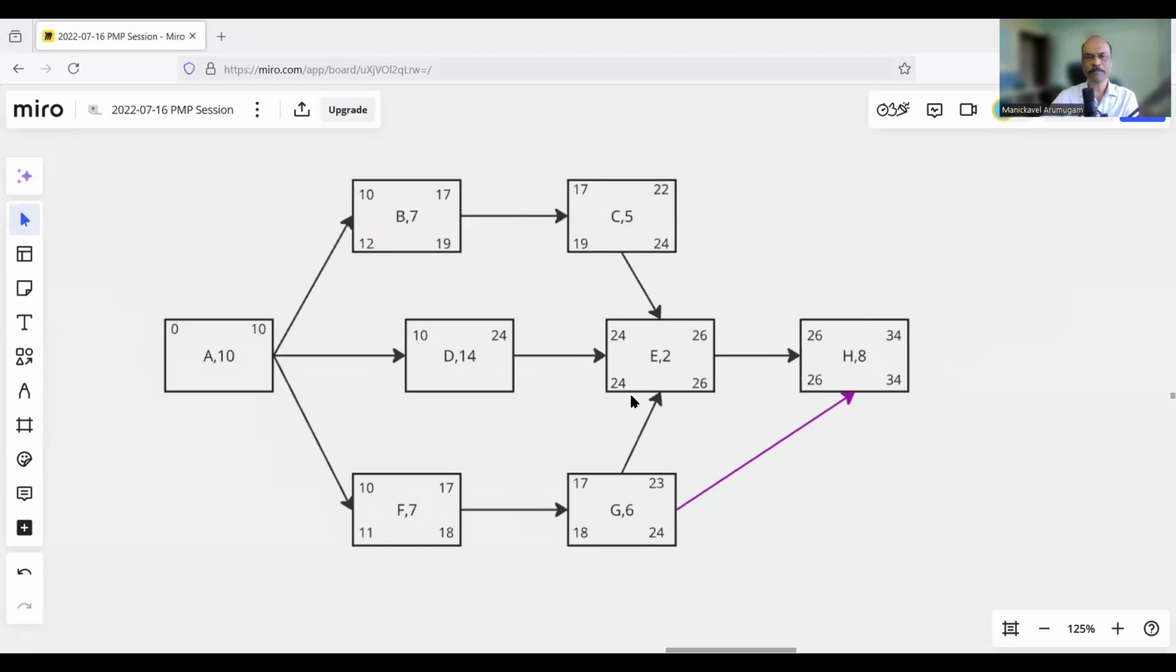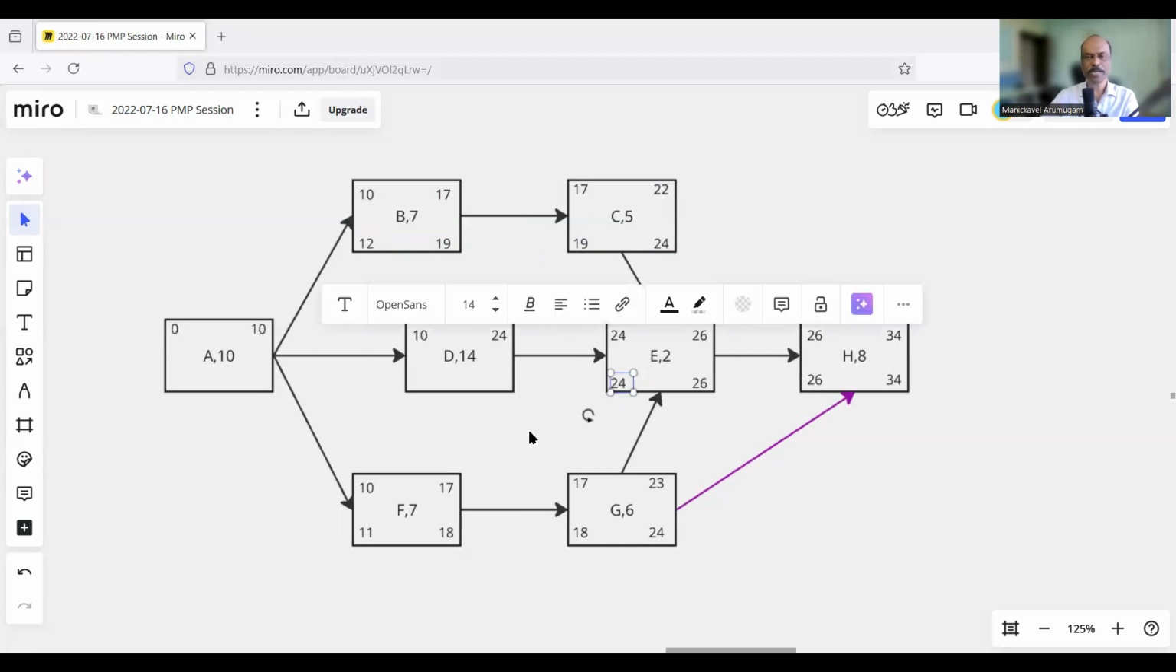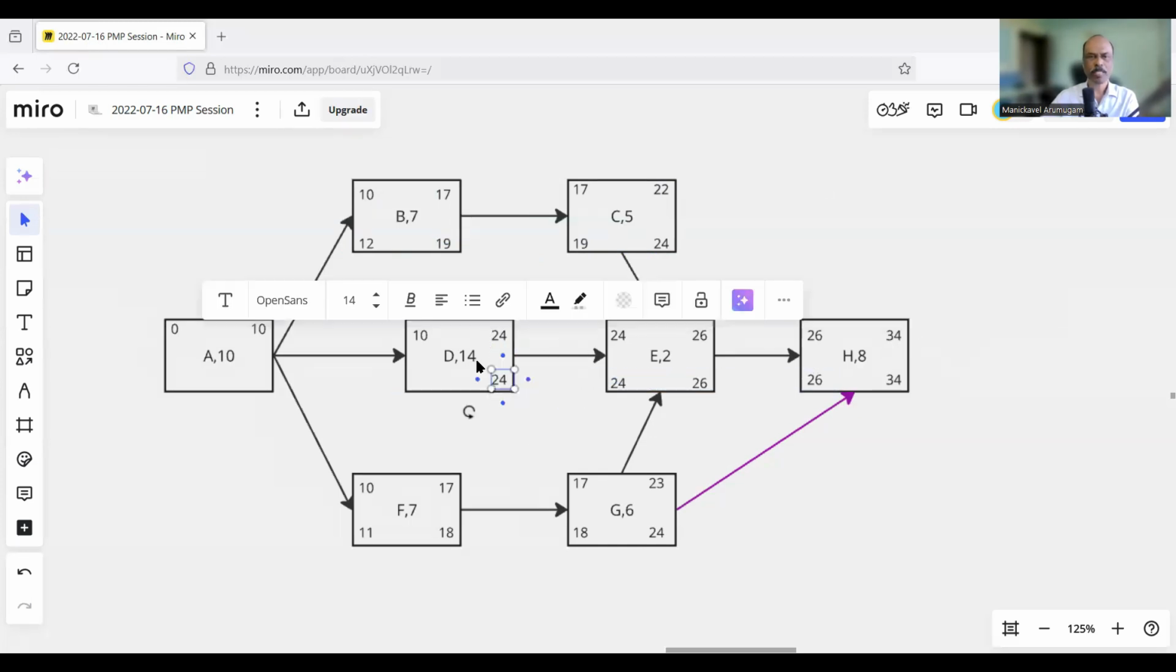Now coming to D. Since E is starting on day 24, D must finish by day 24. So this is 24, and 24 minus 14 will be 10. Now we know when B, D and F must start. Let's look at when A must finish. There are three successors, B, D, F. Let's look at the numbers 12, 10 and 11. B must start by day 12, D by day 10, F by day 11. We should take the smaller number, which is 10.